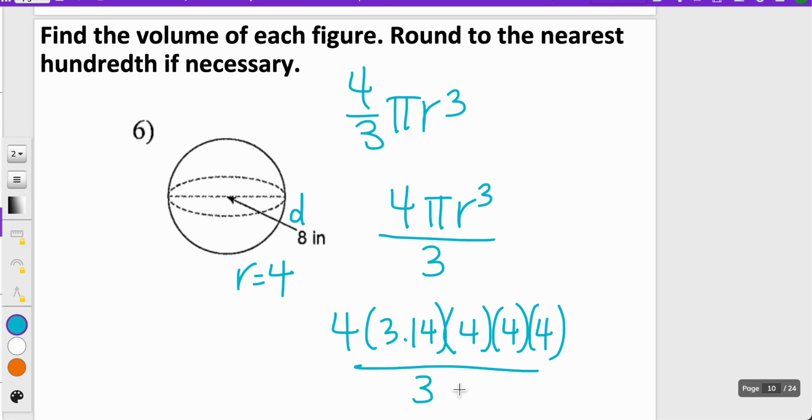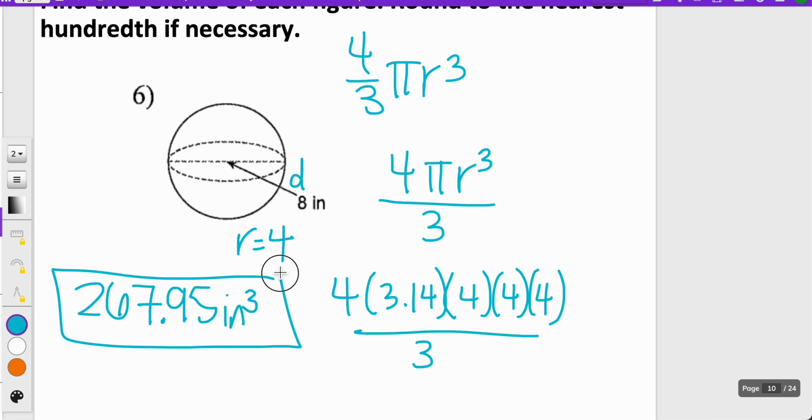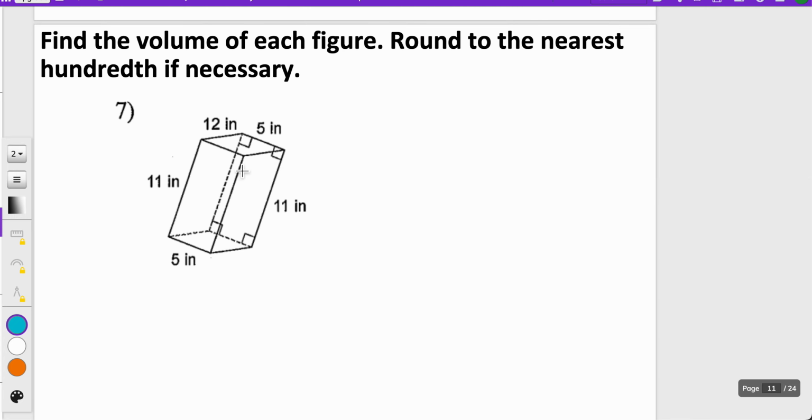You might get a crazy decimal here. So 4 times pi, and then times 4 times 4 times 4. Dividing by 3, I'm getting 267.95 cubic inches. Okay, so just double checking my work here. Times 64 divided by 3. There we go. Okay. 7, another prism. The only ones you need are your length, width, and height.